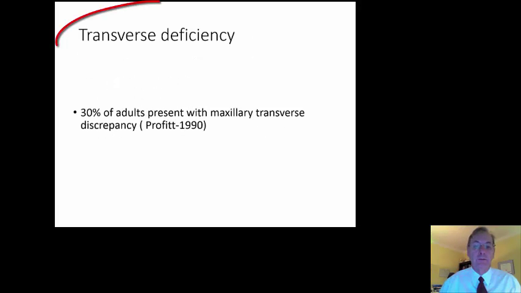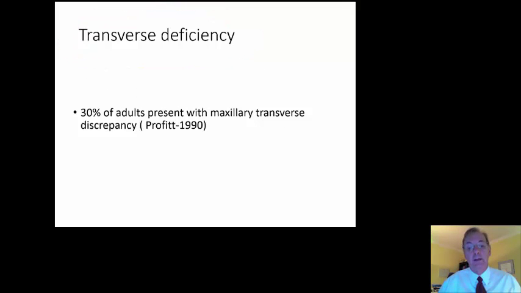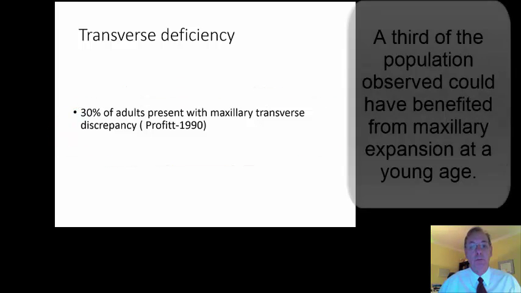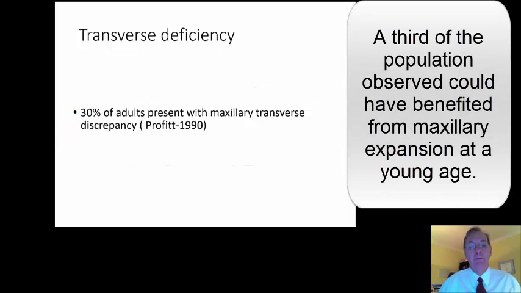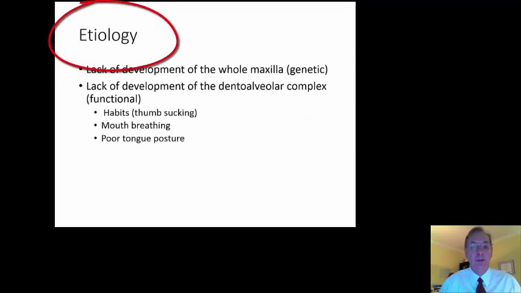Let's look at transverse deficiency now. Dr. Proffit has noted in his 1990 article that 30% of adults present with maxillary transverse discrepancy, meaning over a third of the population could have benefited from a maxillary expansion procedure when they were younger. It's a huge number.